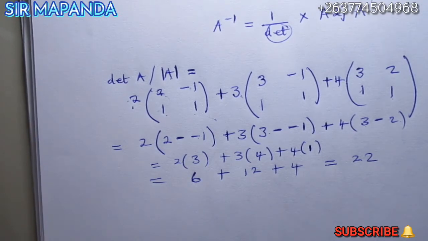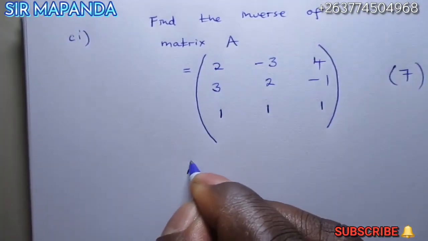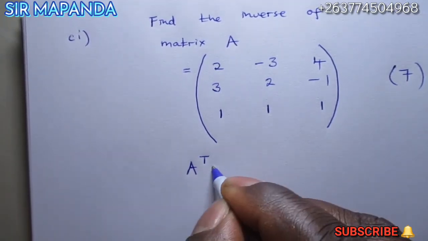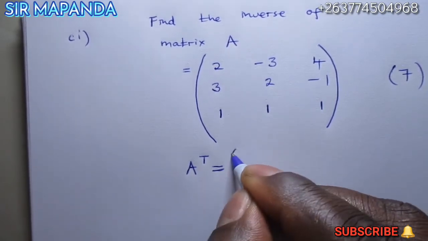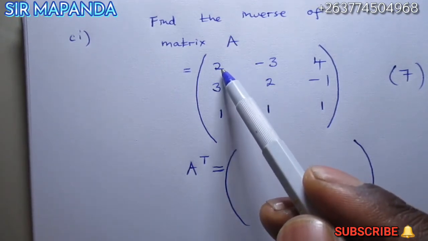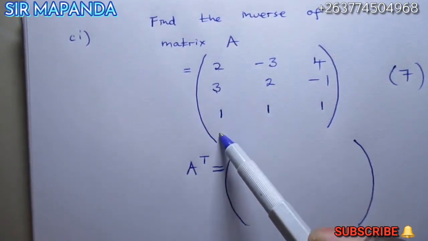Right. So after the determinant, you move to the next stage, which is the transpose of matrix A. So I'm going to write AT. AT, it means the transpose of matrix A. I hope you are following, class. Right. So what is to transpose? To transpose is to convert the columns of the original matrix and turn them into rows. So remember, the first column of matrix A is 2, 3, 1.